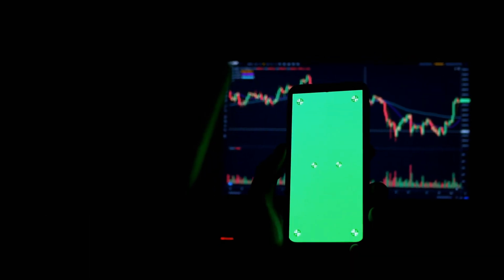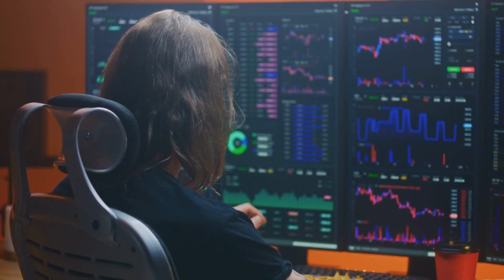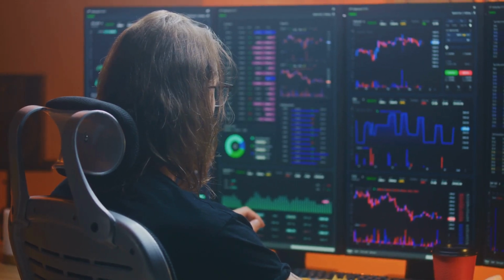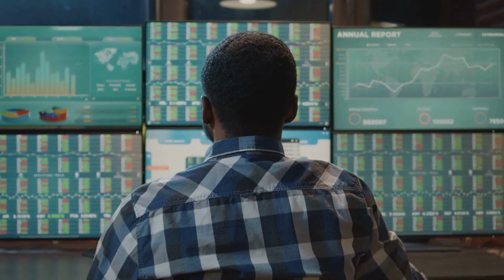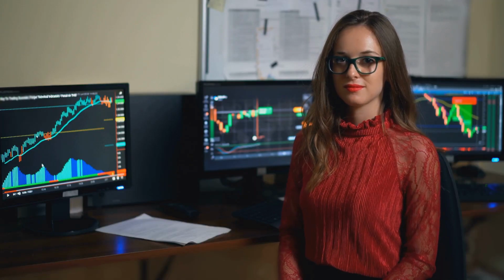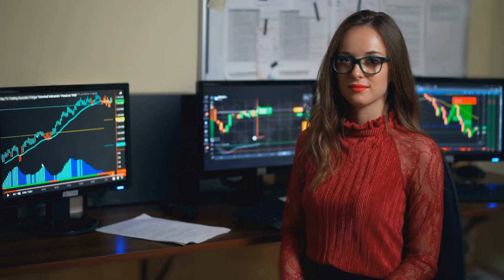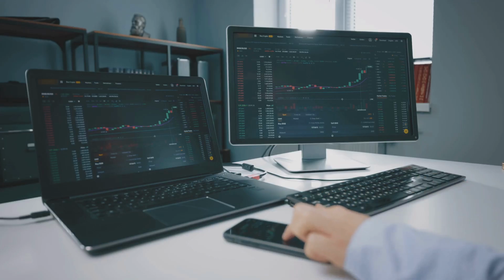Risk management is critical in any trading strategy, and trend trading is no exception. Key principles include position sizing. Never risk more than 1 to 2% of your total account on a single trade. Diversification. Don't overconcentrate on a single stock or sector. Use of stop-loss orders. Always set a stop loss to cap potential losses.